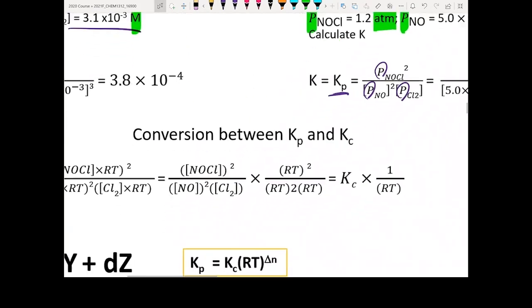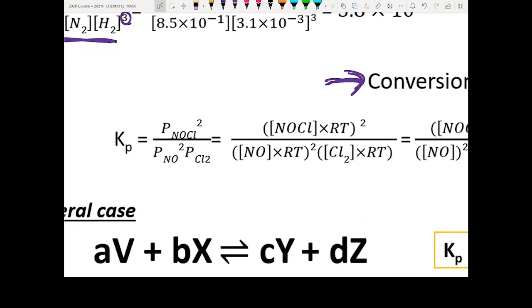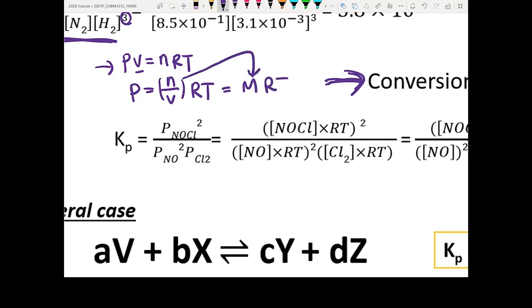The trickier part is in your homework. Conversion between Kp and Kc is something you're going to get tested on. So how do you convert Kp into Kc? The concept you should have is the ideal gas law. P is the pressure, V is the volume, PV equals nRT, n is the number of moles, R is a constant, T is temperature. If you move V to the other side, you get P equals n over V times RT, and n over V is a concentration. That means if you want to convert pressure into concentration, the main difference is RT. This is the part you plug into the conversion.